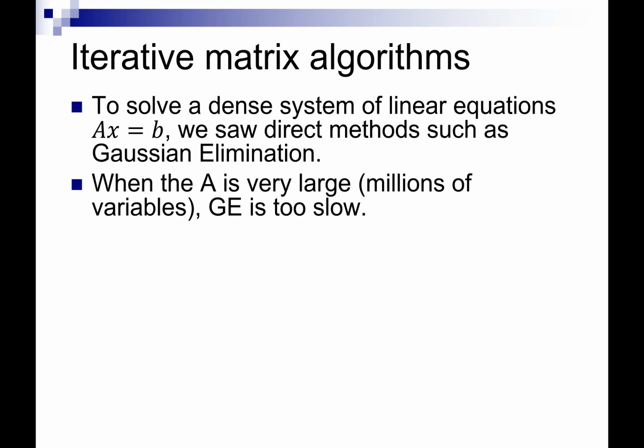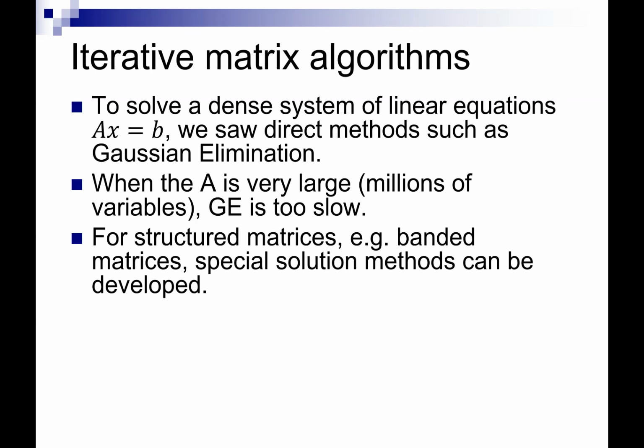However, it turns out that in practice, we sometimes need to work with very large A's. The A can have millions of variables or more, right? So in that case, since the amount of work for Gaussian elimination is n cubed, even if you run this in parallel, it's going to be way too slow for very large matrices. So what we need is some faster algorithms to solve for these equations.